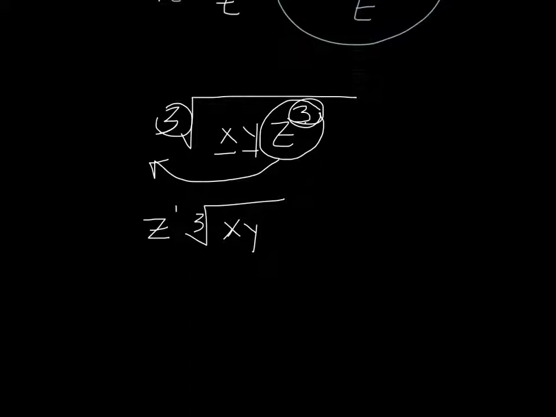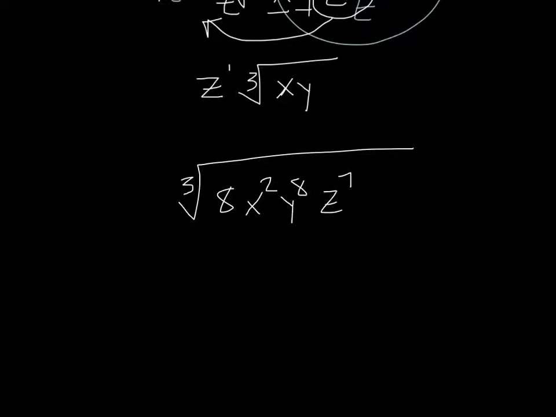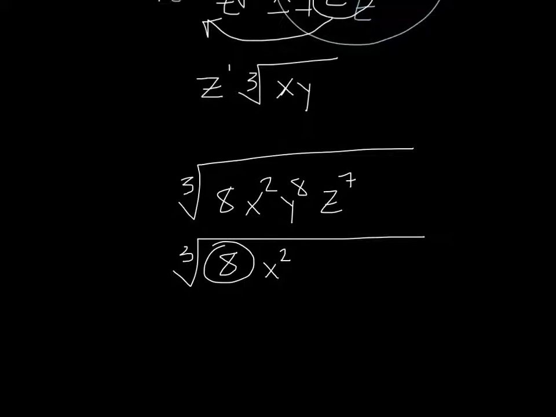We can make that a little bit more difficult and do another problem where you have the cube root, and now we've got a mixture of things: 8 x squared, y to the 8th, z to the 7th. And then I can cube root some of these. I'm going to simplify it out. I can cube root the 8, because the cube root of 8 is 2. X squared I cannot cube root, because there's not 3 of them, there's only 2.